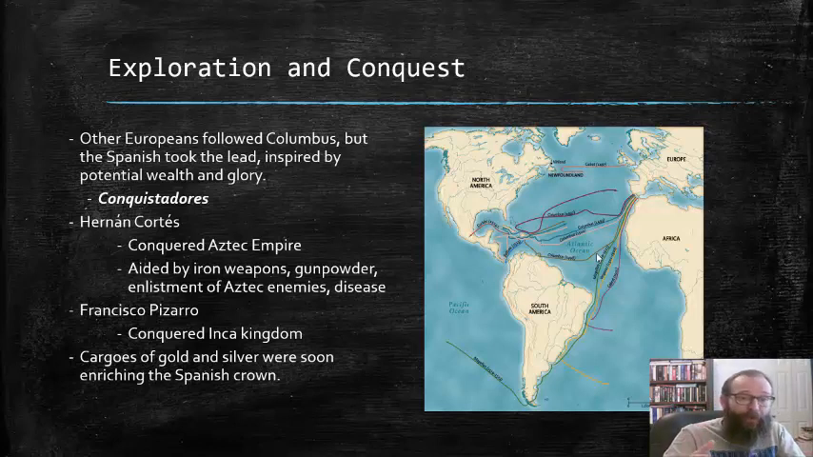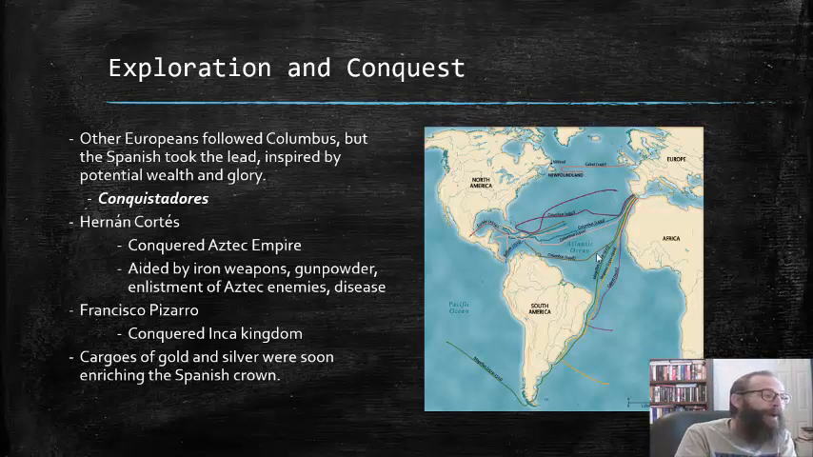Now, of course, he was very much aided by iron weapons, by gunpowder, which were technologies that the Native Americans did not have. But even more important than that, however, Cortez was able to enlist the enemies of the Aztec Empire, who was seen by the peoples they had subjugated as brutal conquerors. So they were more than happy to assist Cortez in his conquest of the Aztecs. And of course, disease also played a significant role.